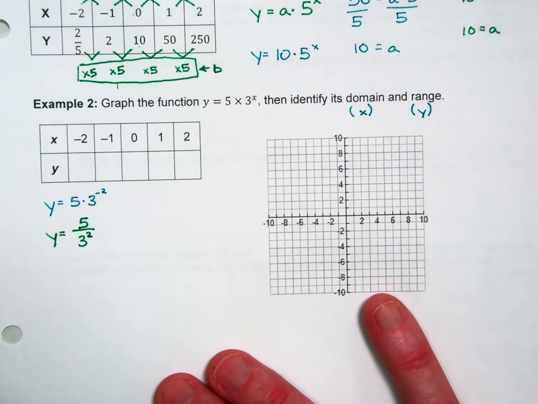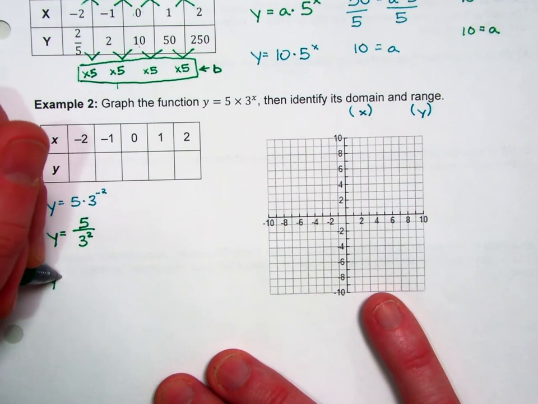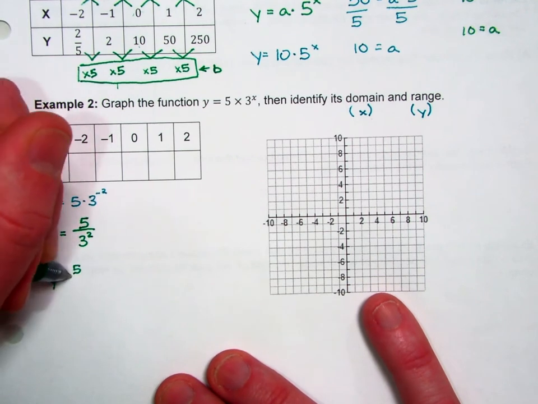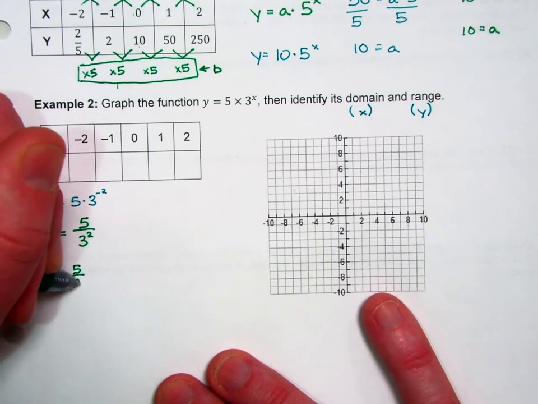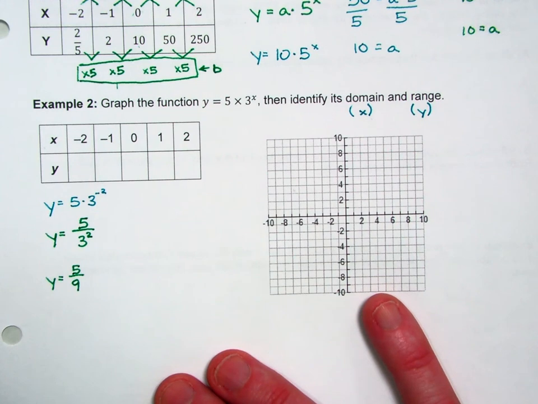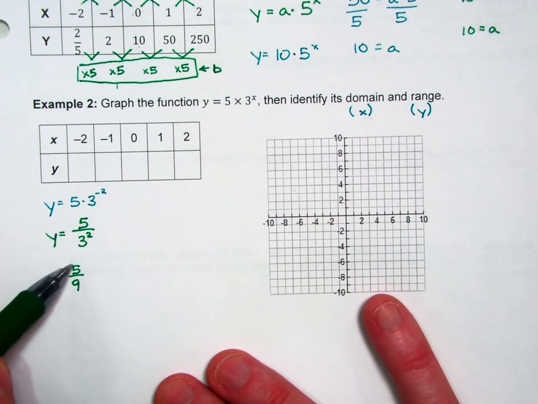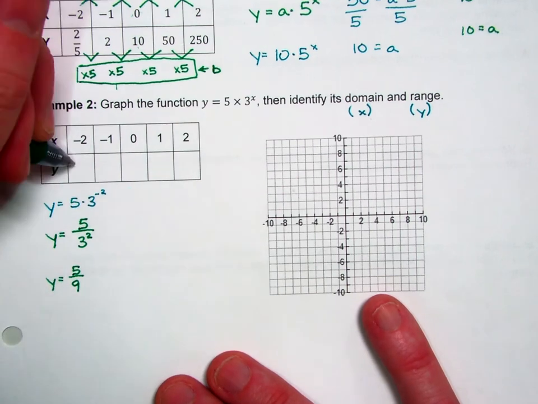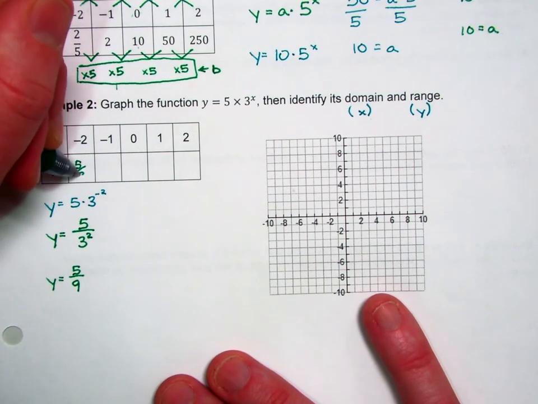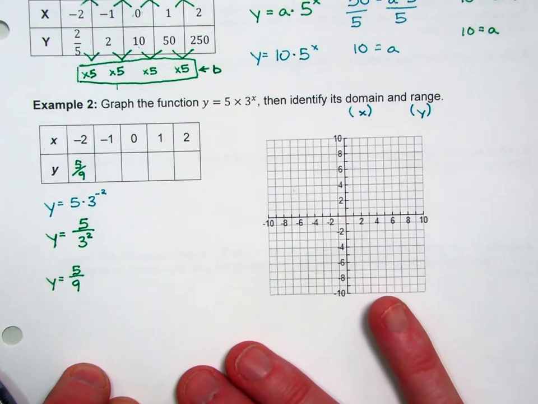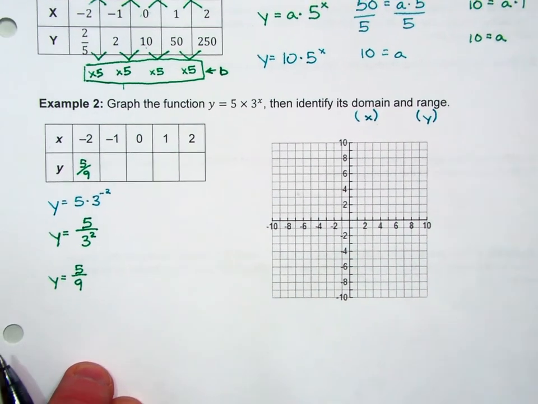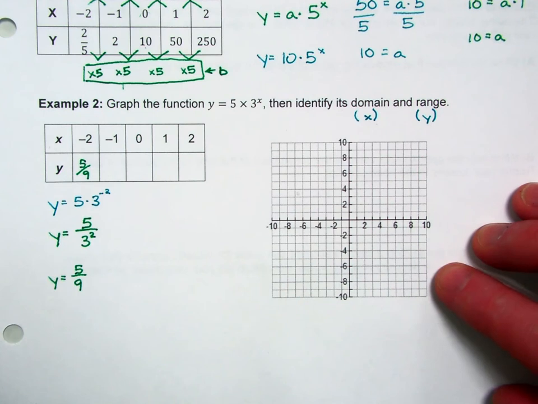And now I'm going to actually be able to evaluate that on my calculator. So the 5 on the top is going to stay as a 5, and my 3 squared is going to become a 9. So when we plug in -2, this is going to give me +5/9. Okay? Yes, I understand that is not going to be the nicest number to graph, but we will deal with that. Okay? And now we're going to repeat this process for the other ones.